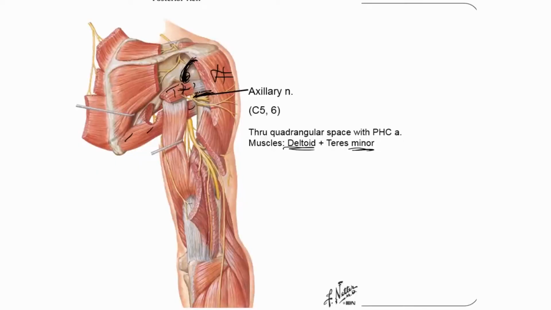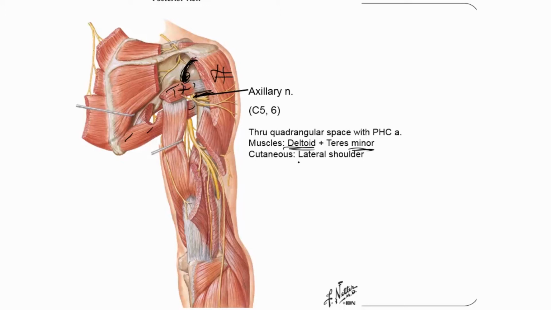If we are in an abducted position, we can use the anterior and posterior fibers to assist with adduction against resistance. So again, all actions at the shoulder are accomplished with or assisted by the deltoid muscle. Very important muscle.